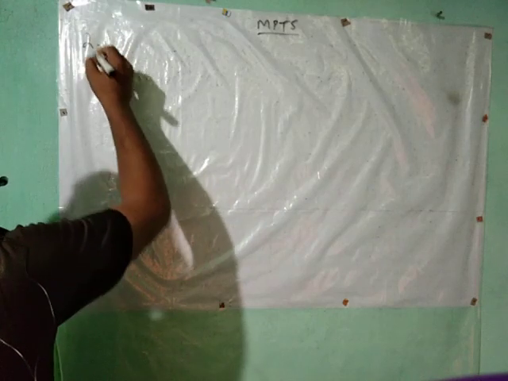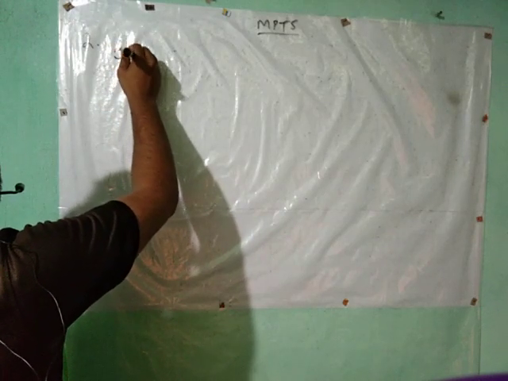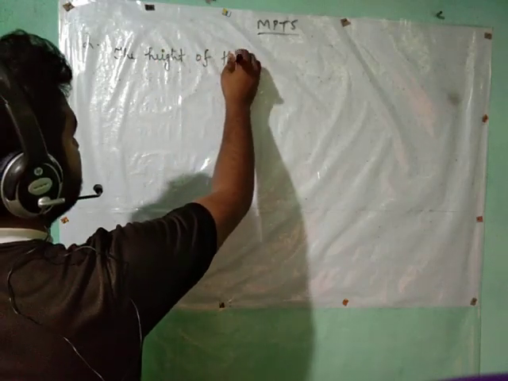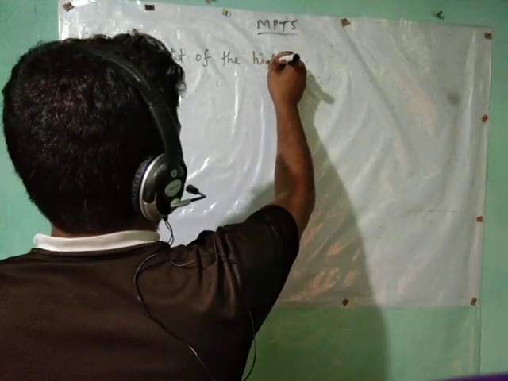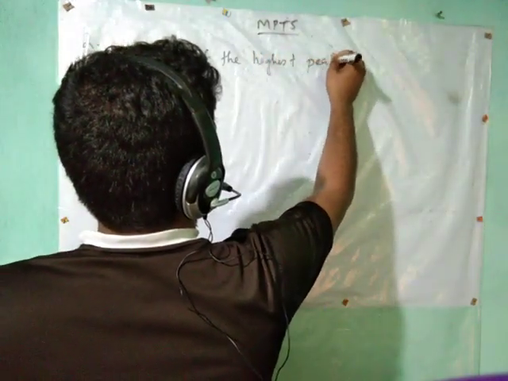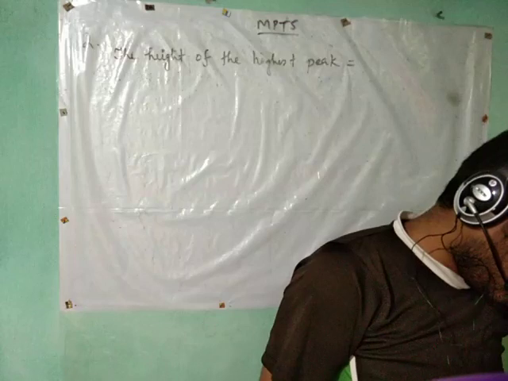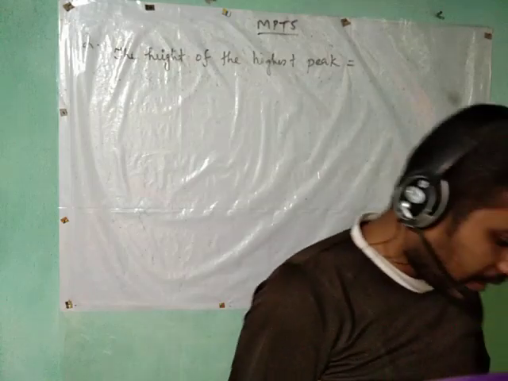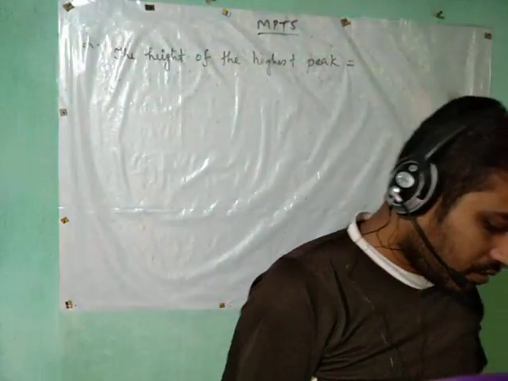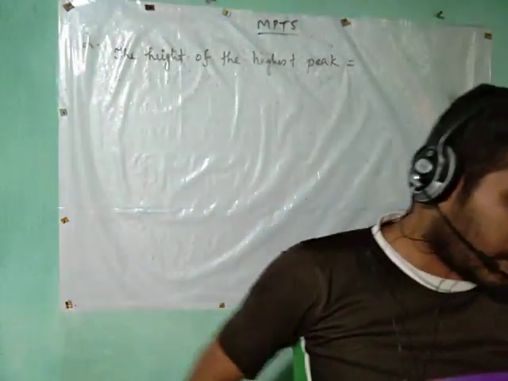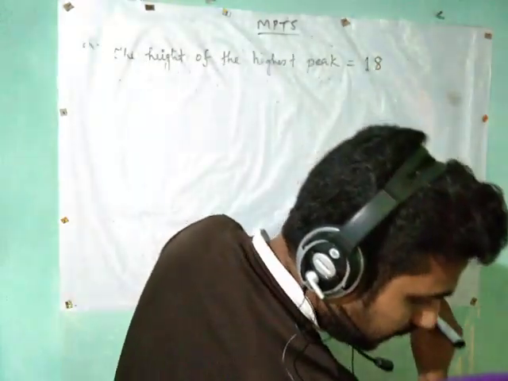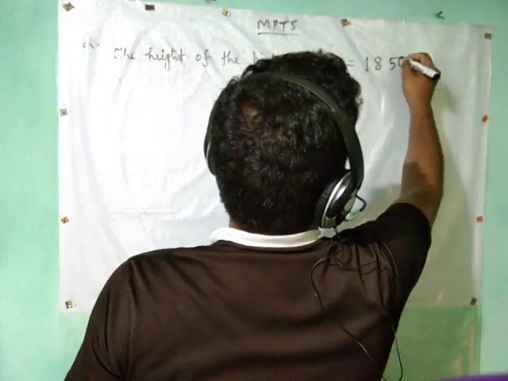If you look at there, here you have to write question number 2. The height of the highest peak equals to how much? Look at the figure. 1850 meter. Yes, 1850 meter will be the highest measure. So the highest peak, height of it will be 1850 meter.